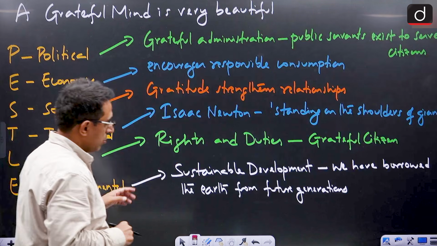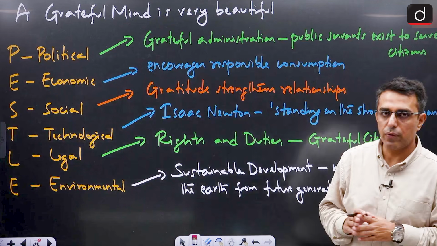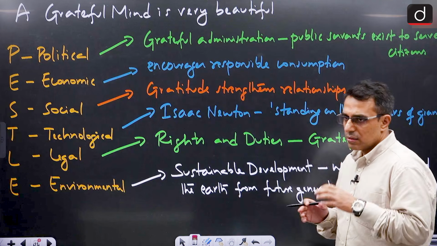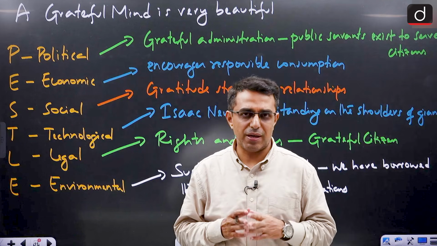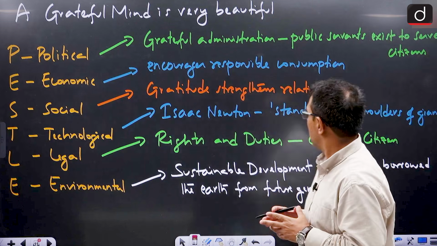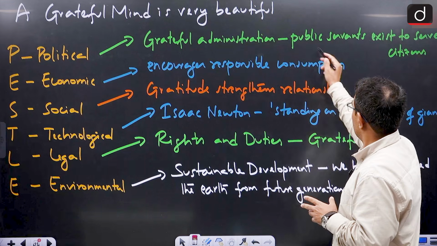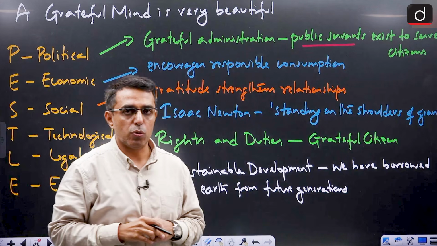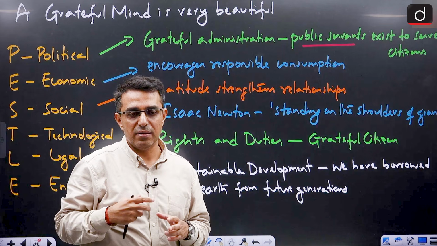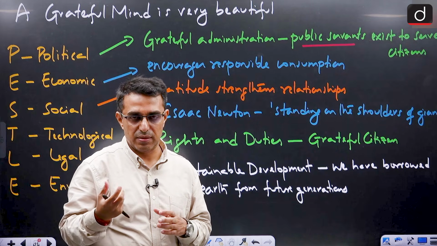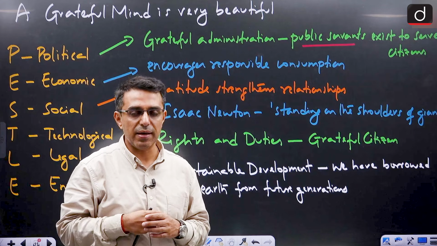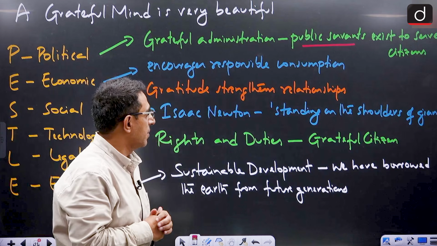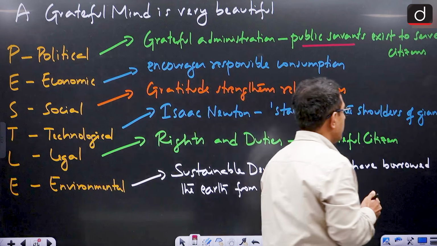Right. So now let's look at the PESTLE analysis and how we can think of some dimensions. In the political dimension, we can talk about a grateful administration. An administration which is grateful will uphold the service part in public servant, right? So it will not see itself as the master of citizens, but rather as servants of the citizens, helping them to enjoy the basic necessities of life, right? So public servants exist to serve citizens.